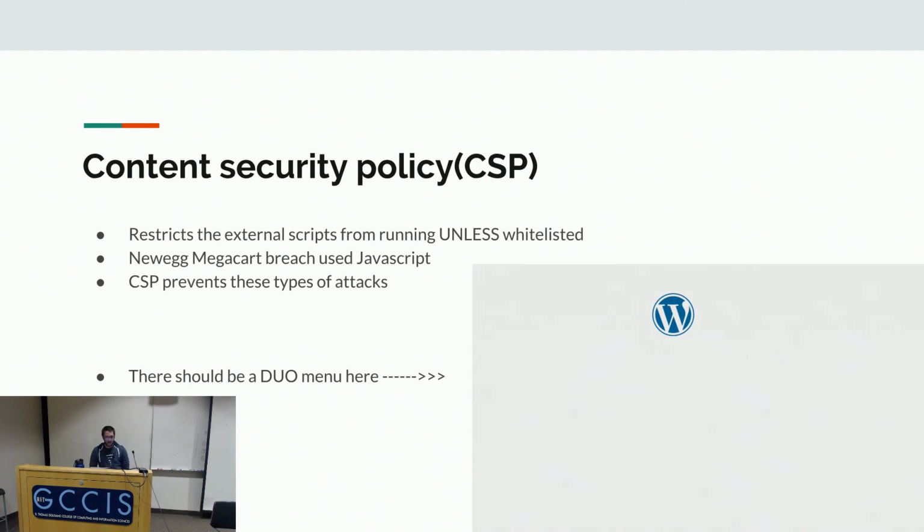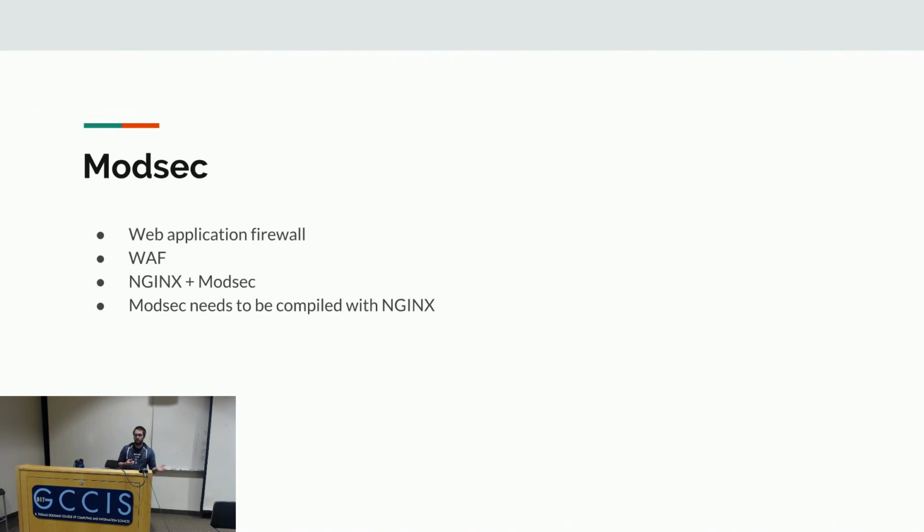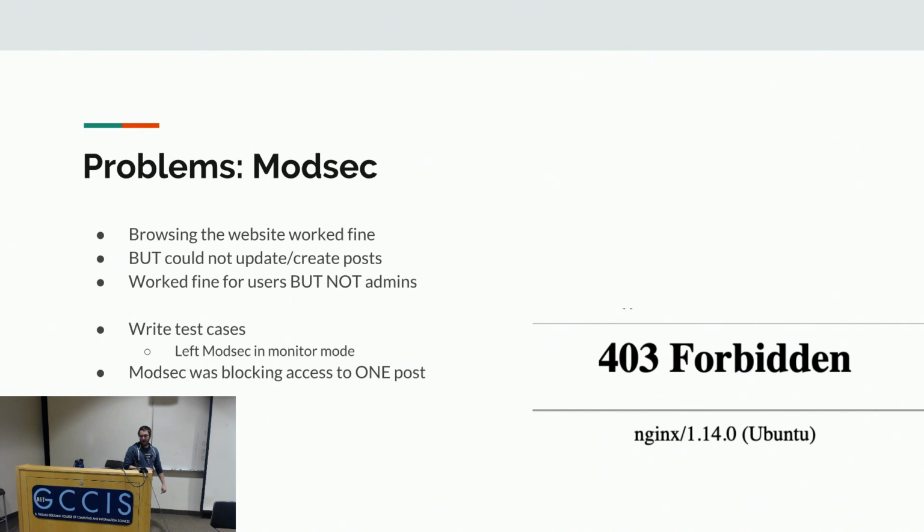ModSec is a web application firewall. It monitors the HTTP traffic going in and out of my box. If it looks like malicious traffic, it'll stop it, right? So I set that up. Problems with ModSec: browsing to the website worked fine, but I couldn't update any posts or create posts on my website. ModSec goes, this looks malicious, and stopped me from doing it. Again, it worked for users, but not for administrators. So I had to write in some exclusions for ModSec so that this would work.